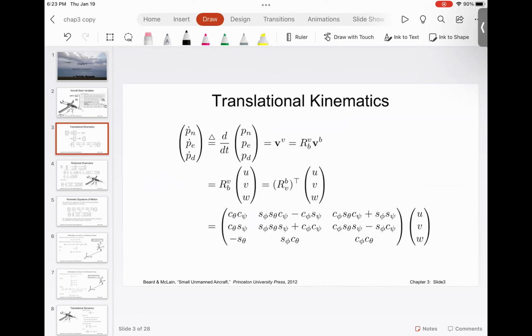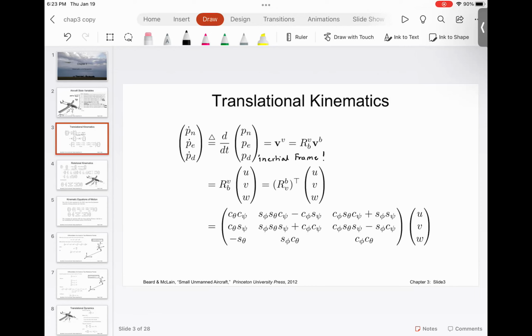Now, translational dynamics. So we have PN, PE, and PD. That is the position in the north, position in the east, and position in the down direction: P north, P east, and PD. These positions are in the inertial frame.